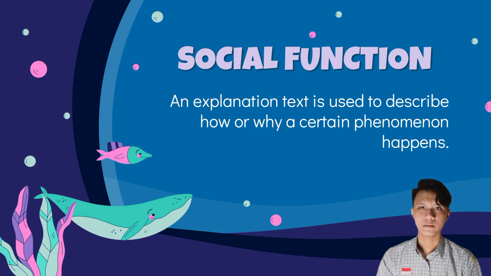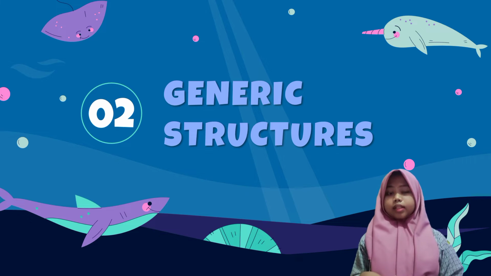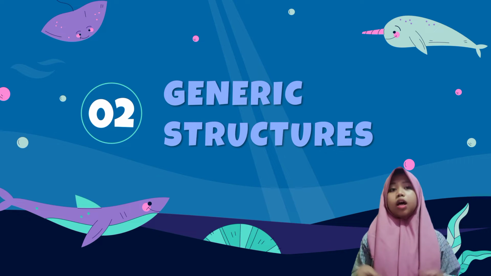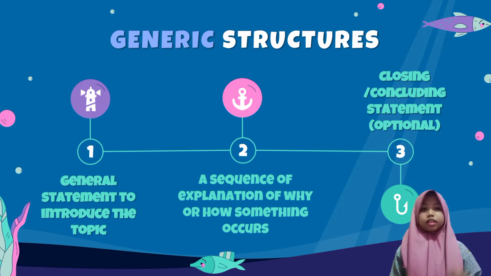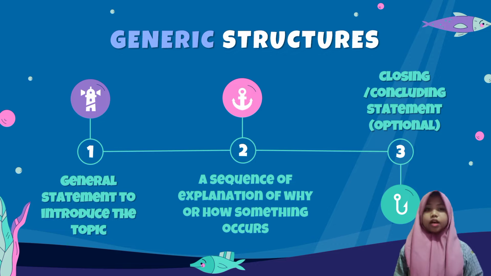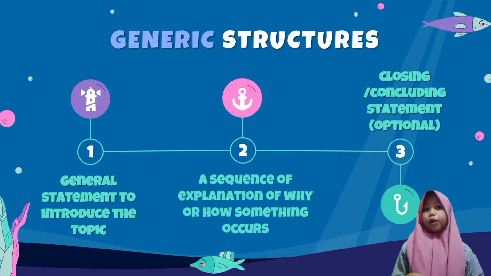Next is social function. An explanation text is used to describe how or why a certain phenomenon happens. Okay, in here I will tell about the generic structure of explanation. An explanation text has 3 generic structures. First is a general statement to introduce the topic, and in this structure it describes or identifies the phenomenon.